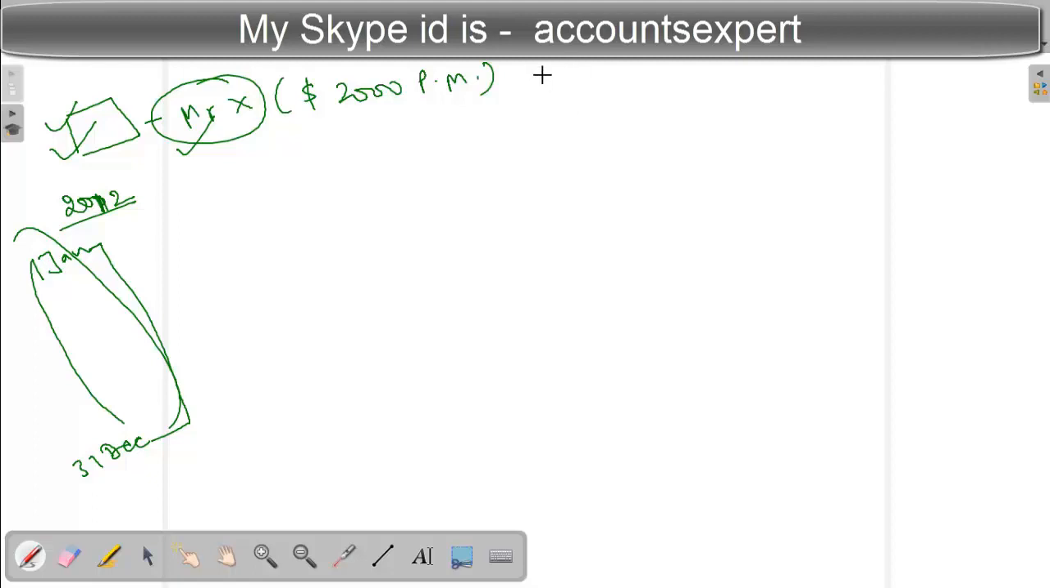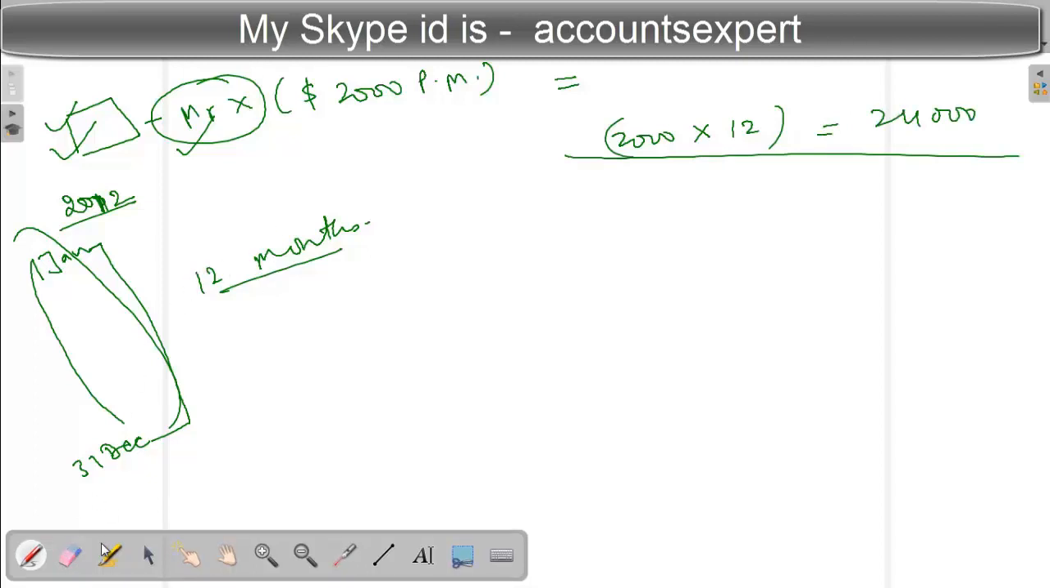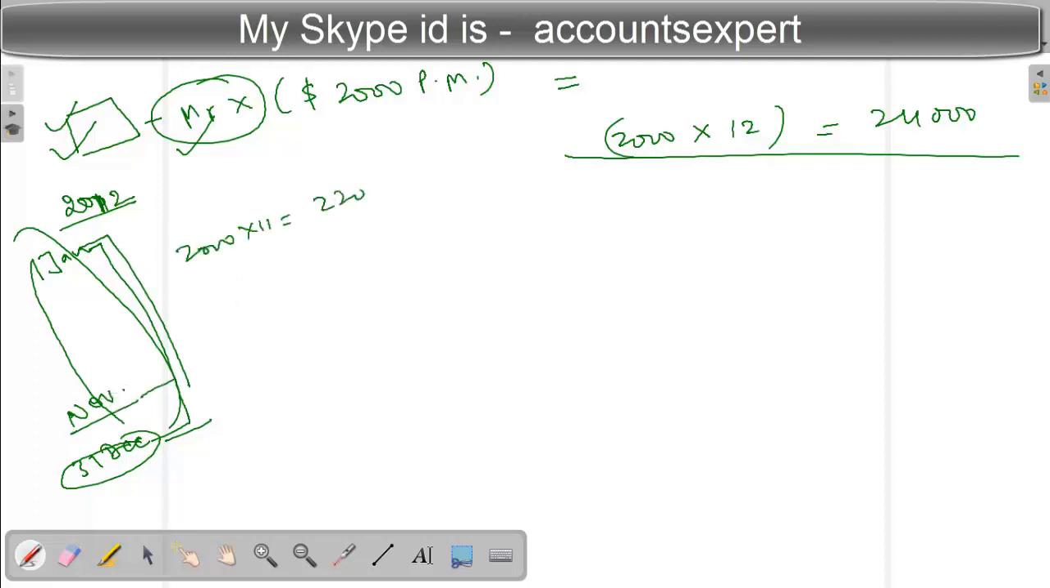Now tell me his salary. How much salary should I pay him during the whole year? He worked for me for 12 months, his per month salary is 2,000, so I should pay him 24,000. But I paid him only 11 months' salary. One month's salary is pending. For some reason I didn't pay him last month's salary. I paid him salary for January to November, 11 months, that is 22,000.